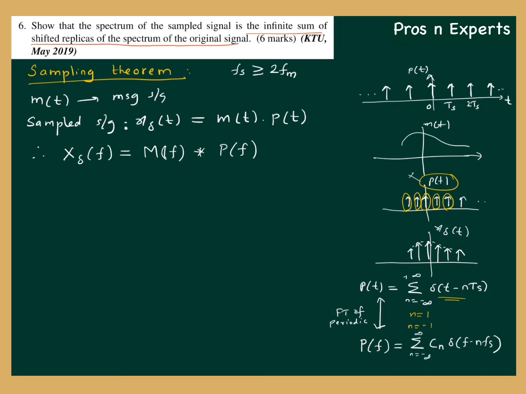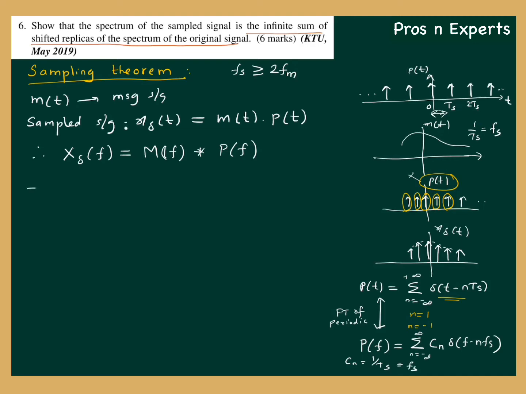What is cn? Cn is actually the Fourier series coefficient of the impulse train, which is given by 1 by Ts. And Ts is the sampling interval. You can see it here, right? Ts is the sampling interval. And what is 1 by Ts? 1 by Ts will give you the sampling frequency. So this is fs also.